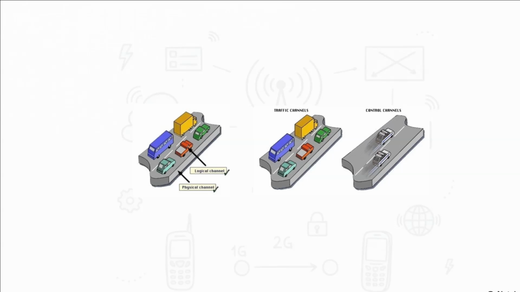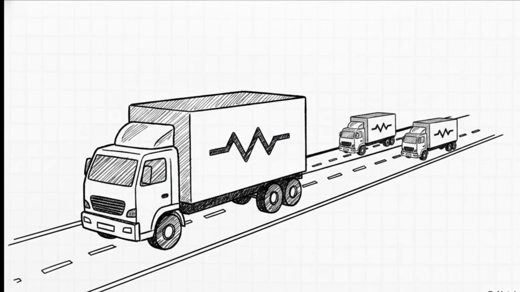Just as a real highway has cargo trucks for heavy transport and police cars for directing traffic, our digital network completely separates its channels based on their specific function. First up, the cargo trucks. These are your traffic channels.